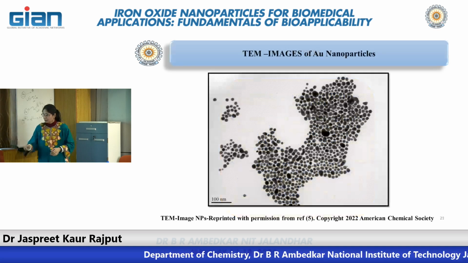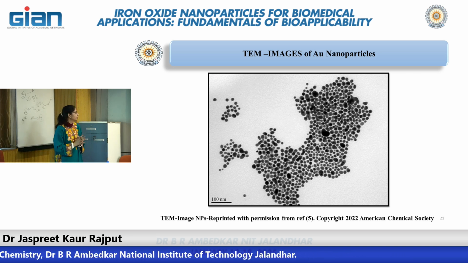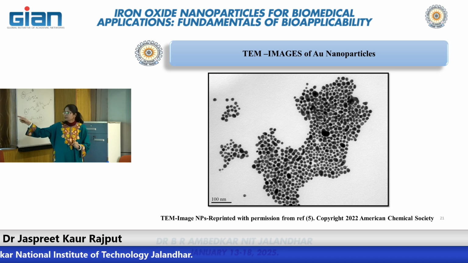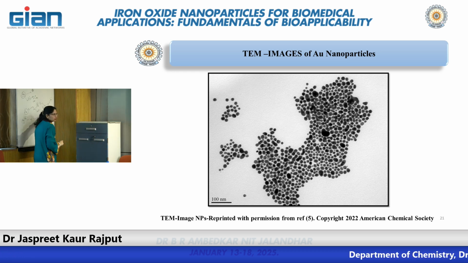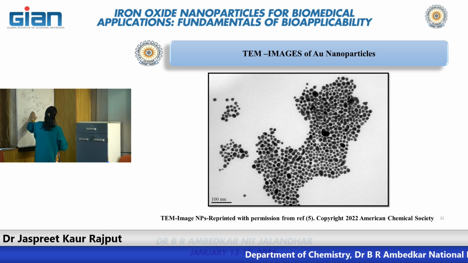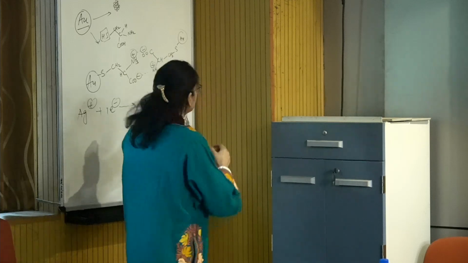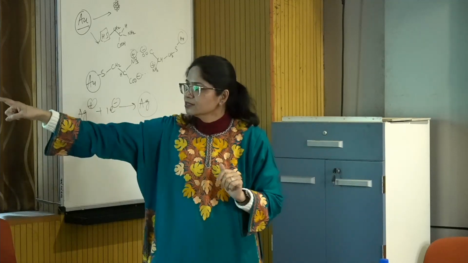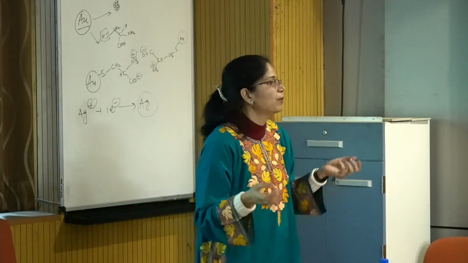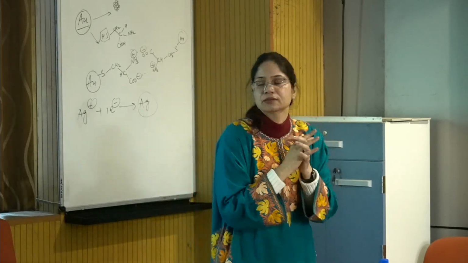This is the TEM image of the nanoparticle. You can see they are more or less spherical in shape, and they are not agglomerated. They have a space. Why do they have a space? If it is coated with some surfactant or some material which provides them stability, that material is between these two nanomaterials. That is why you can see the space. Otherwise, they all would agglomerate and it would give you a bulk size.